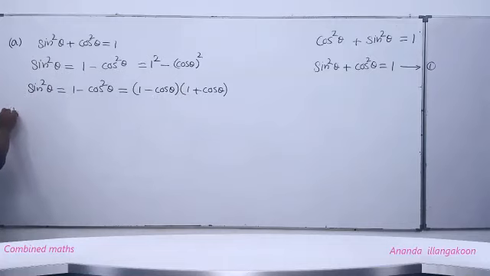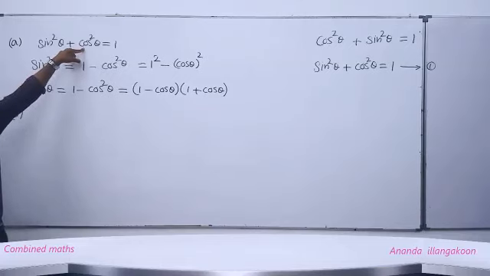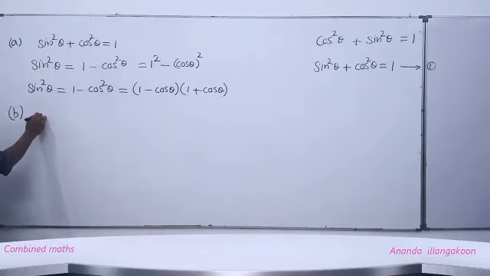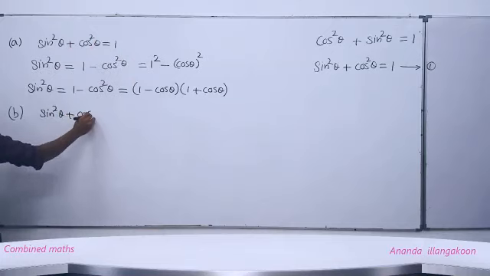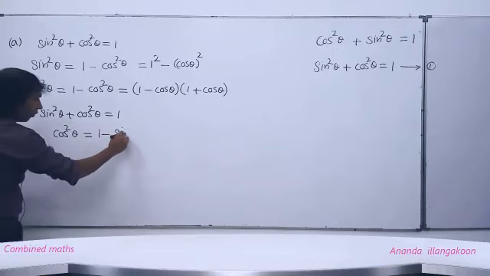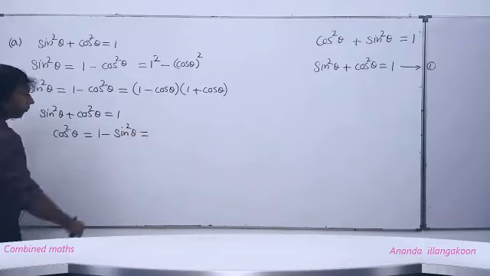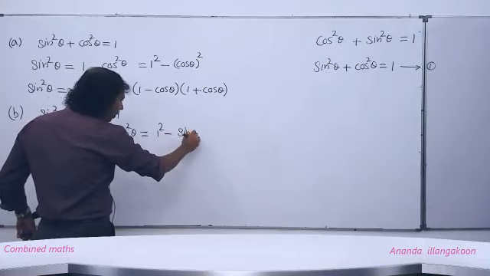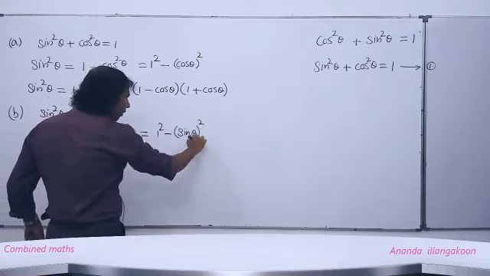Now, similarly, we make cos square theta the subject, taking the sine square theta to the right hand side. Sine square theta plus cos square theta is 1. Now we make cos square theta the subject, taking the sine square theta to the right hand side: 1 minus sine square theta. This 1 I can write as 1 squared, minus sine theta perfect squared. Right?